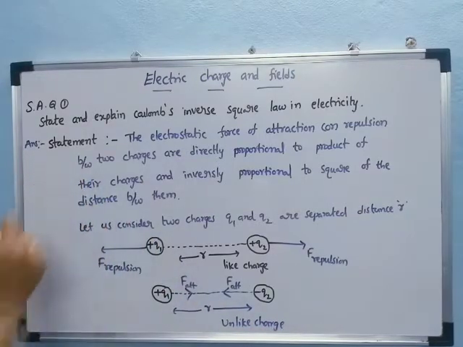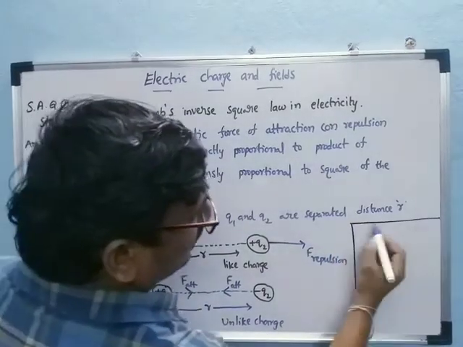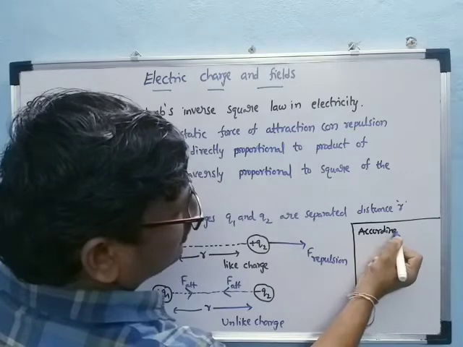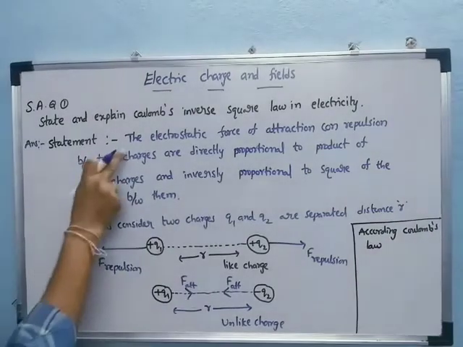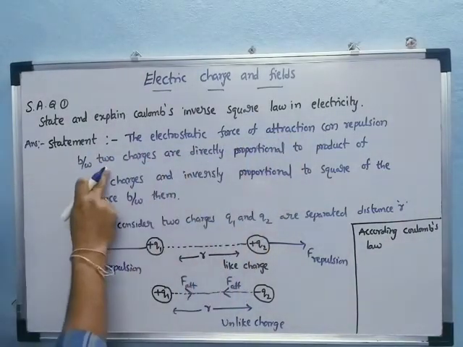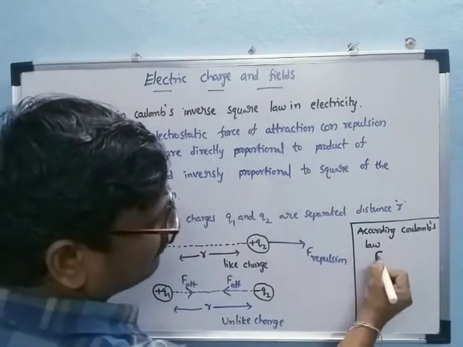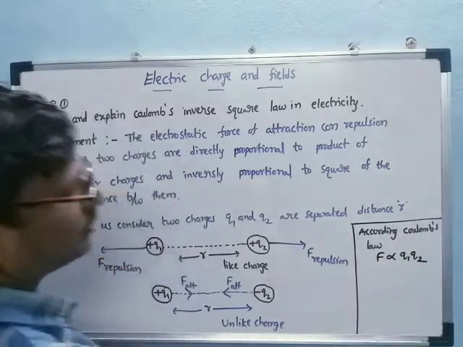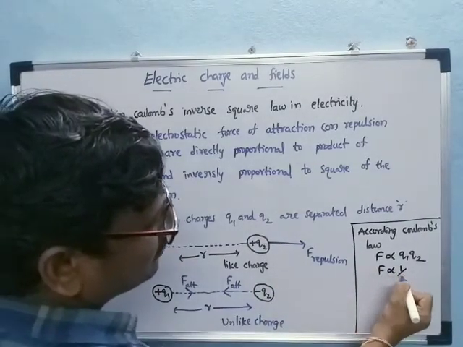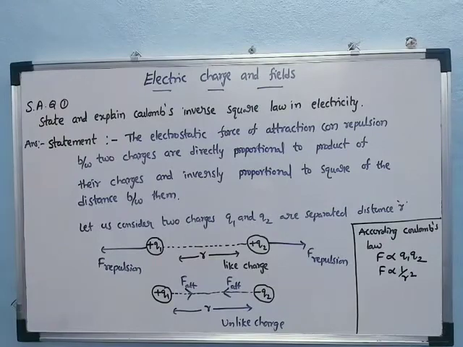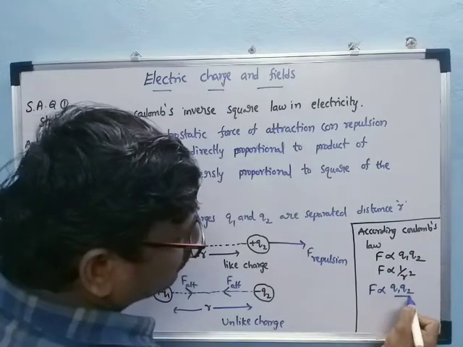According to Coulomb's law, the force of attraction or repulsion between two charges is directly proportional to the product of their charges. F is directly proportional to Q1 and Q2, and inversely proportional to the square of the distance, F is proportional to 1 by r square. Now the common expression: F is directly proportional to Q1 Q2 by r square.